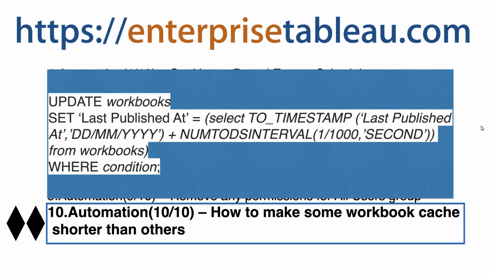So that workbook will not hold a cache for 24 hours or 12 hours. If you run this script every hour, basically the cache for that workbook will hold only 1 hour. Again, there's no API. It is updated to a Tableau Postgres table directly. It's not supported, but it works. I've been working on my server for the last 2 years. Do I recommend it to you? I don't know, but it works.